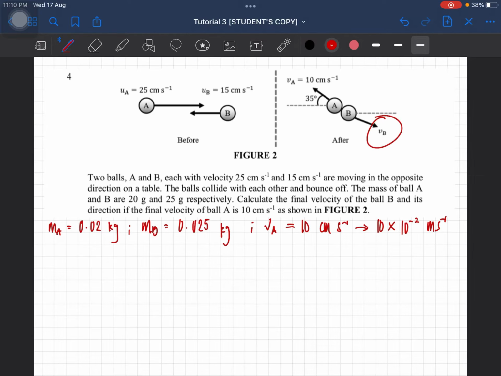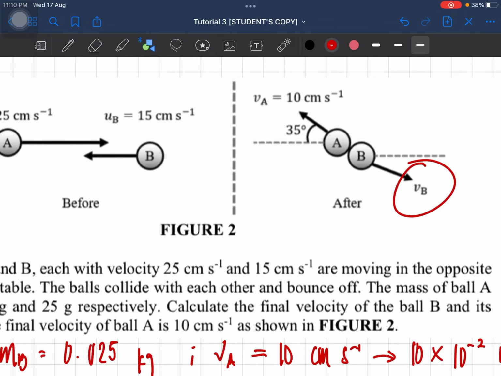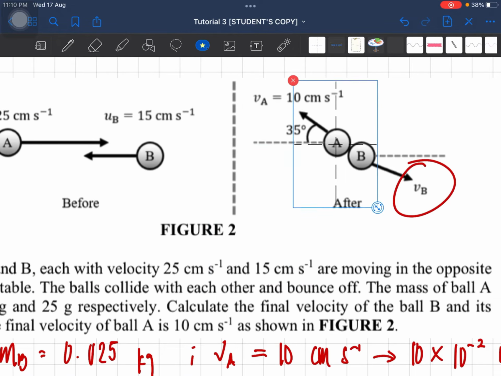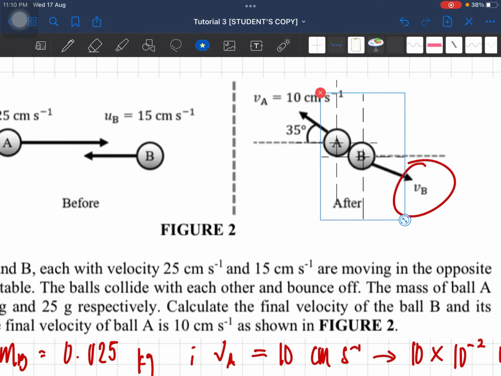Okay, so now the initial velocity. The initial velocity of ball A is to the right, so it is positive 25 centimeter per second. And the initial velocity of ball B will be negative because it is pointing to the left. Okay, now what else can we extract? Based on the diagram here, we will need to use the x and y components to solve this question.